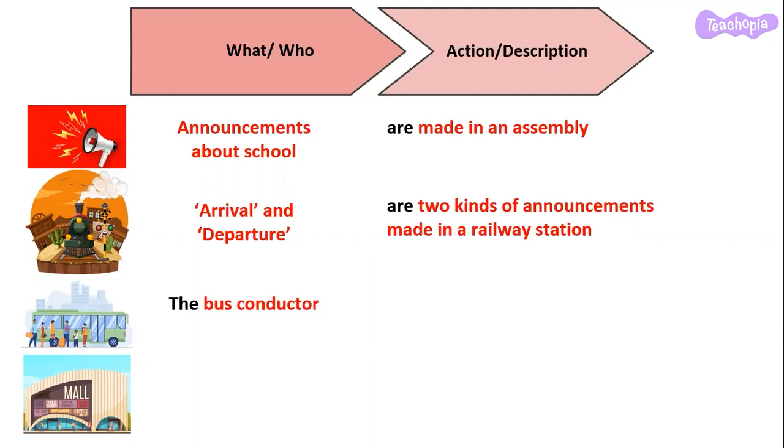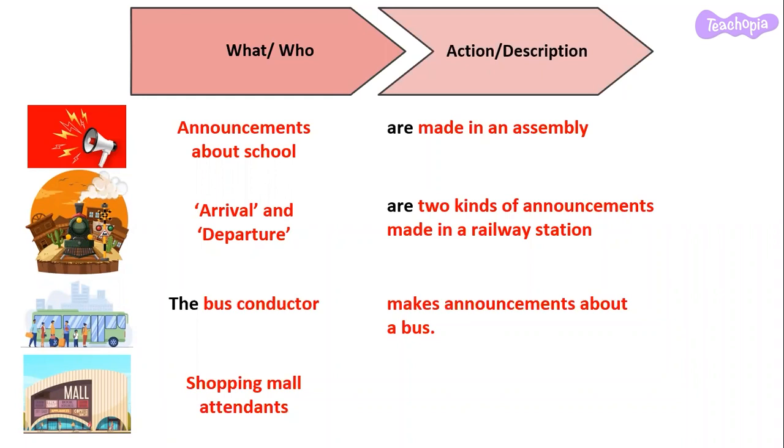Who do I want to talk about? I want to talk about the bus conductor. What is an action that the bus conductor does? He makes announcements about a bus. Therefore, my combined sentence will be, The bus conductor makes announcements about a bus. Who do I want to talk about? Shopping mall attendants. What do shopping mall attendants do, or what is the action I'm describing? They make announcements about discounts. So, shopping mall attendants make announcements about discounts.